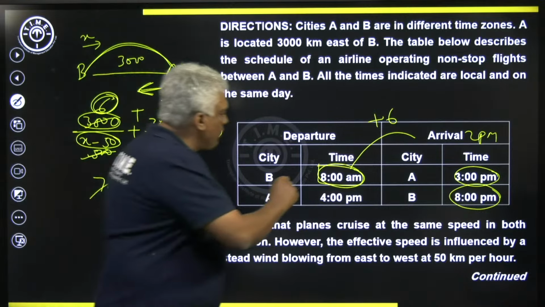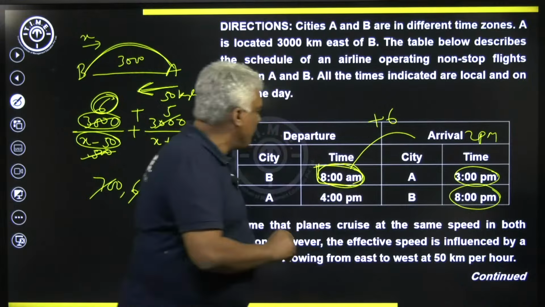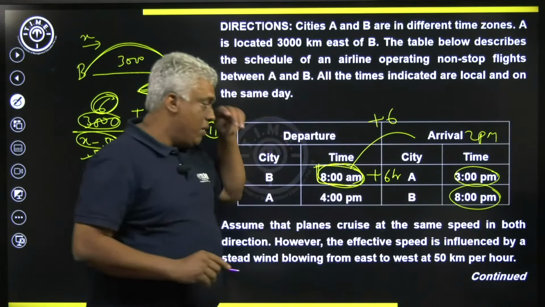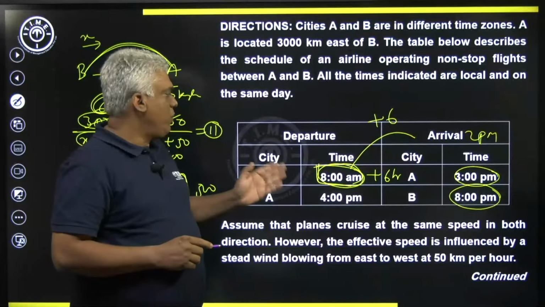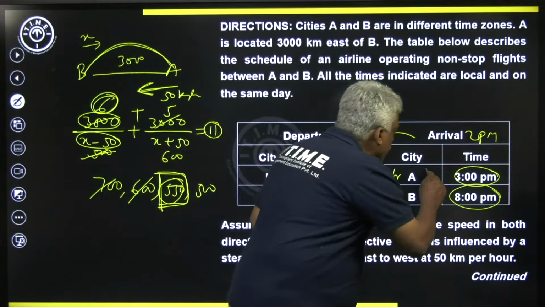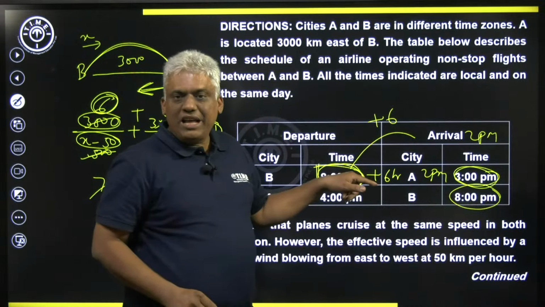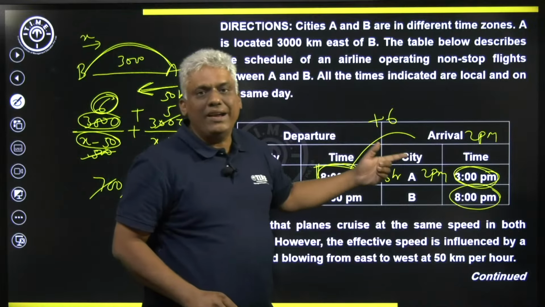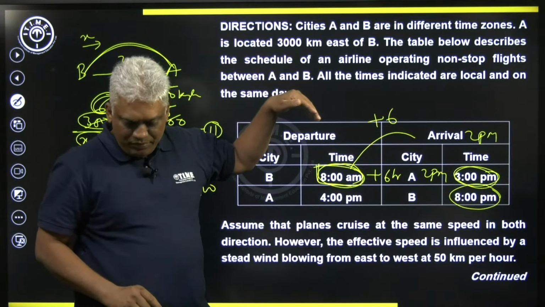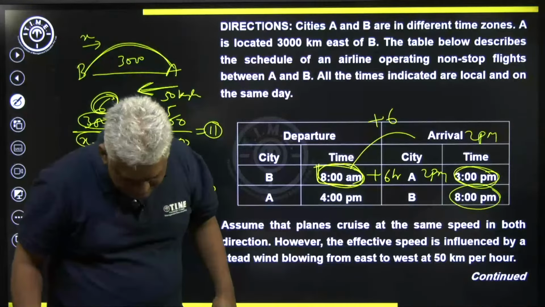So when it's going from B to A, A is in the east. So 8 o'clock is the start. It should reach after 6 hours. So 8 a.m. plus 6 hours, that is 8 plus 6, 14. 14 means 2 p.m., right? It should reach at 2 p.m., but actually it's reaching at 3 p.m. That means the time zone of A is 1 hour ahead, right? So when the plane is reaching there, it is 3 o'clock local time. So it's 1 hour ahead. I hope this is clear now, Dhruv.